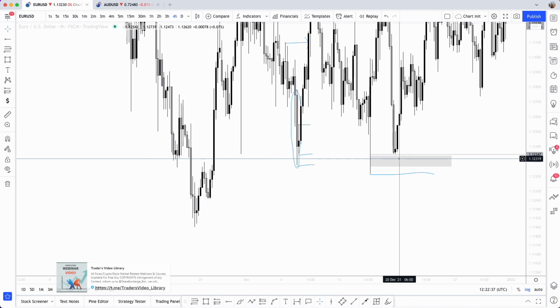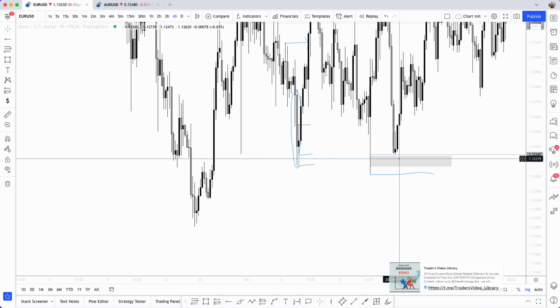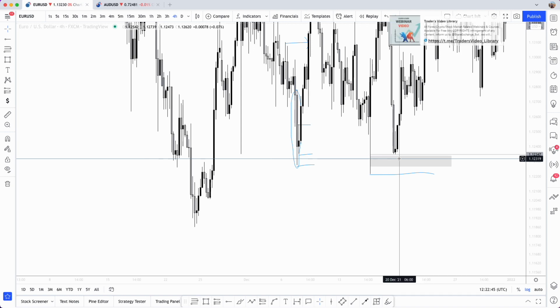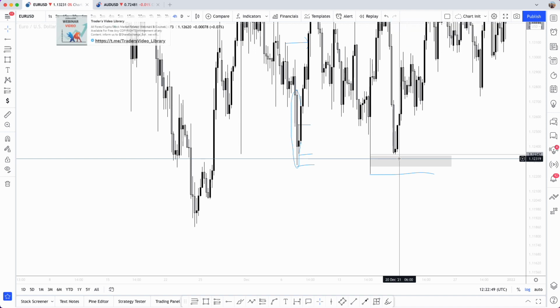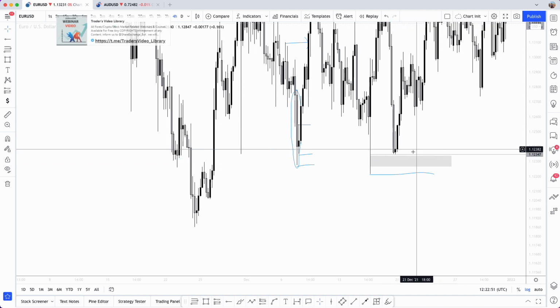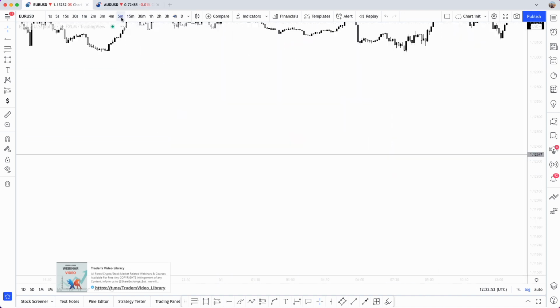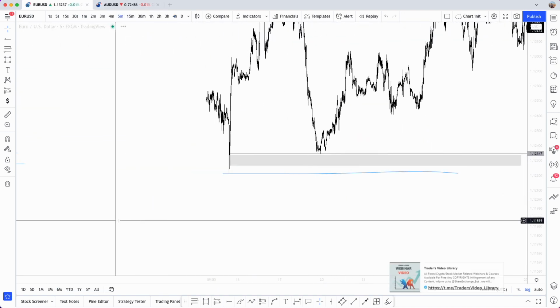However, as I said, when we start talking about entries, there's ways that we can help. There's ways that we don't need to refine too much, and ways that we can improve our win rate and increase our risk to reward as well. Okay, but let's just have a look at that compared to.